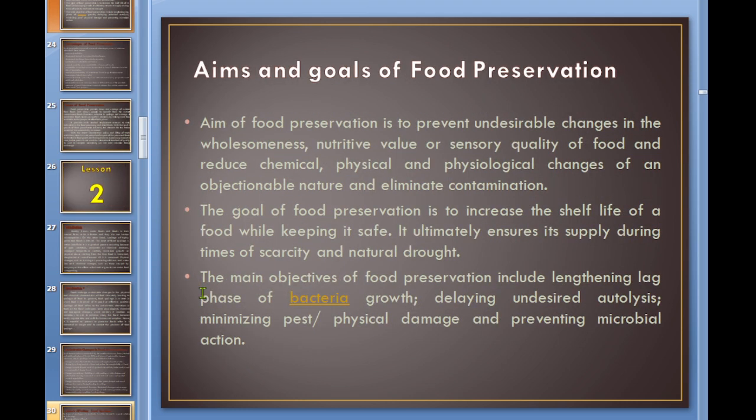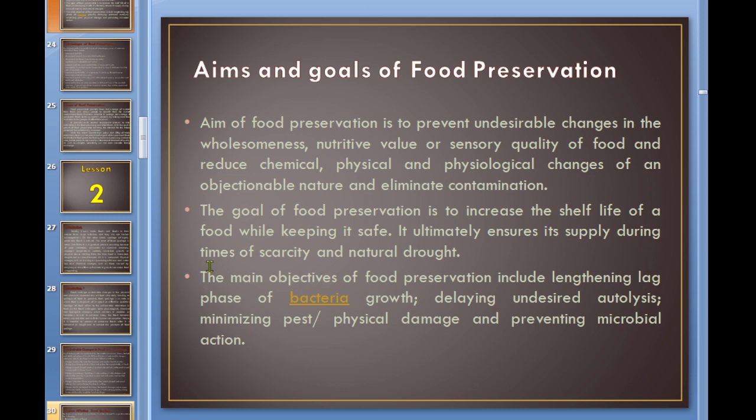Next is aims and goals of food preservation. Unsa man ang mga aims and goals when we are doing food preservation? Of course, we have it here. Aims of food preservation is to prevent undesirable changes in the wholesomeness, nutritive value of food, sensory quality of food, and reduce chemical, physical, and physiological changes of objectionable nature and eliminate contamination.